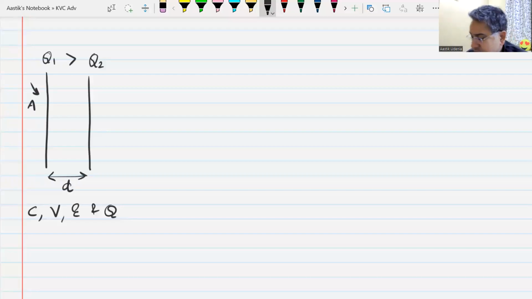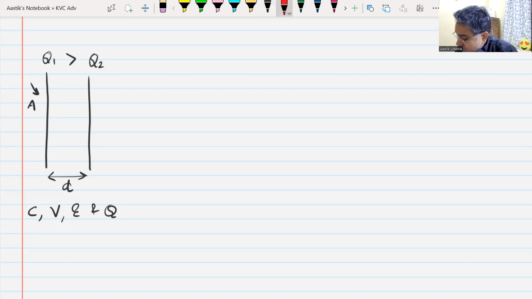C equals A epsilon naught by d. C will be equal to? A epsilon naught by d. C will be equal to epsilon naught A by d. Okay. Then? Q1 minus Q2 by 2. Very good. Q will be equal to Q1 minus Q2 by 2. Correct? V equals Q1 minus Q2 by 2C.